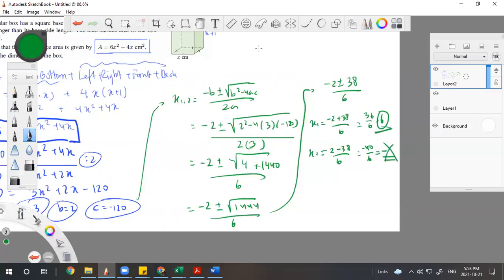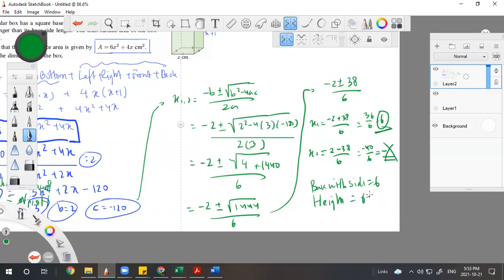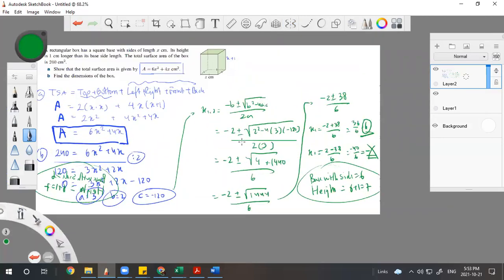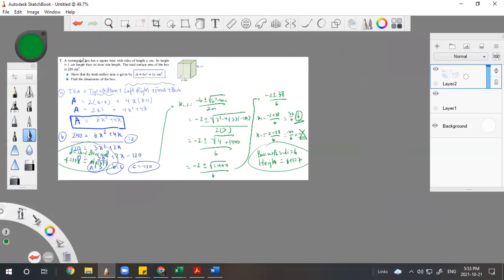So what is the dimension of the box? The dimension of the box, based on the story, will be base with side equals 6 and height equals 7, right? Because 6 plus 1 is 7. This will be your answer. The base with sides of 6, square based, and then the height will be x plus 1, 6 plus 1 is 7.